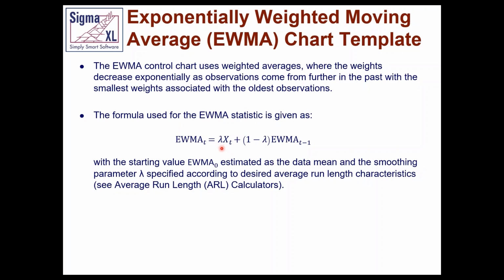And you have a lambda, or a weight, and depending on the value of that lambda determines how the historical data is weighted. It also affects what are called the average run length performance for the control chart. Later, we'll talk about the average run length calculators so that we'll be able to see what adjusting this lambda value does in terms of average run length, and that is duration to detect a shift and false alarm rate.